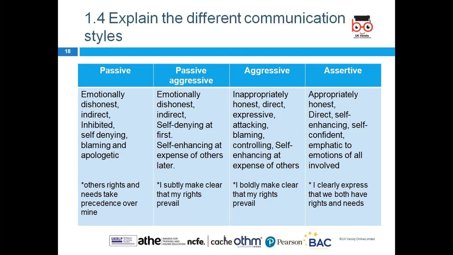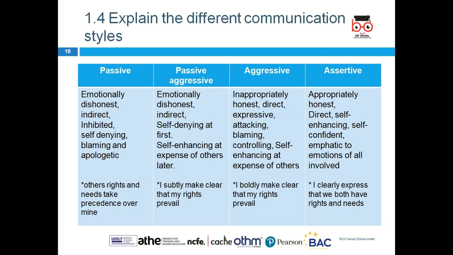Then you have an aggressive person. Now, they can be very honest, but they can be inappropriately honest. They don't need to be that direct. They're expressive, they can attack, they can blame each other, they can be quite controlling, and again, they're self-enhancing, so they're walking over other people just to better themselves in their position. They make it very clear, very boldly, and they will more or less directly say that my rights are better than yours, I'm more important than you, who are you, that type of person.